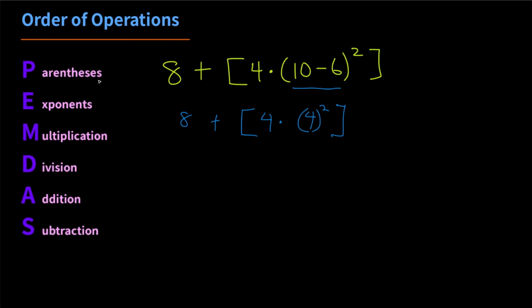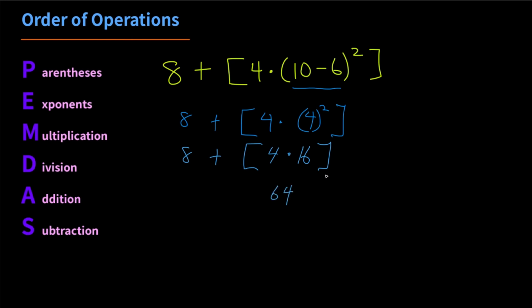We still have parentheses or grouping symbols, so we want to look at these brackets. We're going to solve inside these brackets first. We've already done the parentheses. Now we're going to move on to the exponents inside here. We're going to use that to simplify 4 squared. 4 squared is 16. And we have simplified inside of there just a little bit. Now we're going to continue working inside these brackets, and we just have 4 times 16. 4 times 16 is 64.